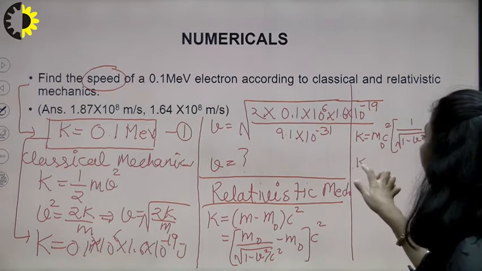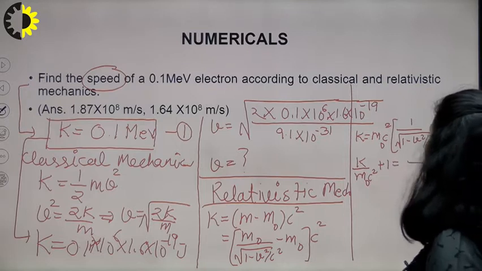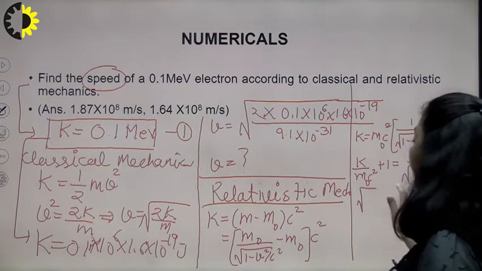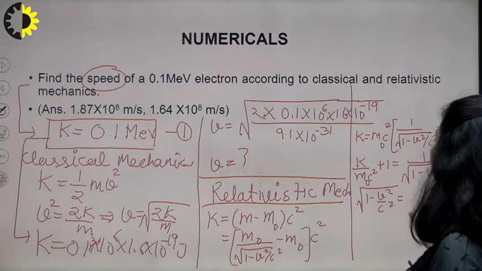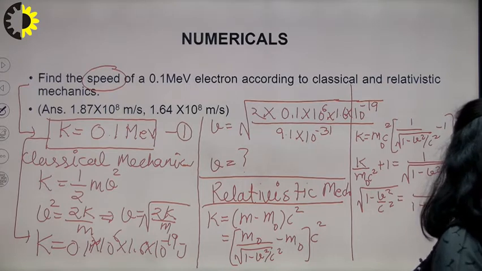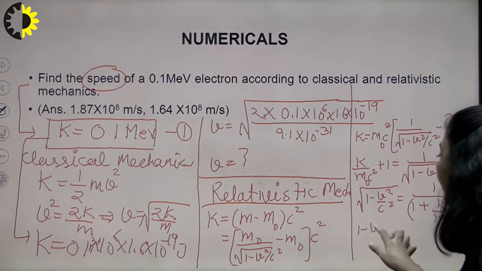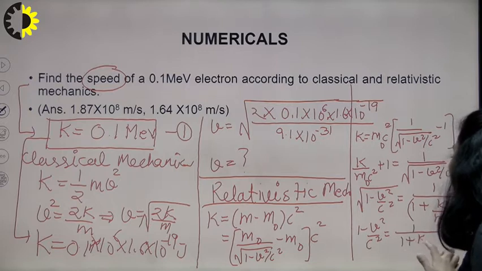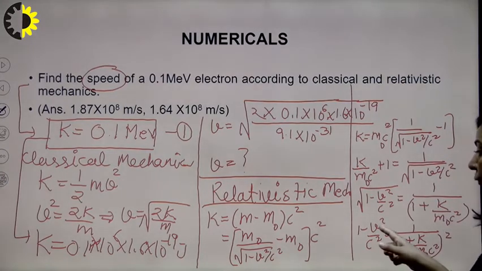So if you simplify, you will get K upon m naught c square plus 1 is equal to 1 upon under root 1 minus v square upon c square. Further you can write, under root 1 minus v square upon c square is equal to 1 upon 1 plus K upon m naught c square, right? And further simplifying, you get 1 minus v square upon c square is equal to 1 upon (1 plus K upon m naught c square) whole square, right? So you have to find the value of v.